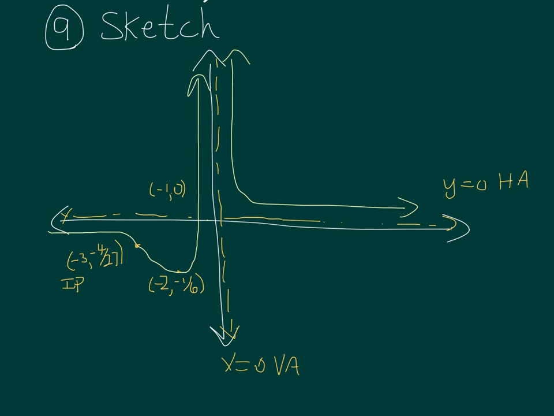So here's a sketch of the curve. Note that I've included all important information, like the vertical asymptote, the horizontal asymptote, the intercept, the local minimum, and the inflection point. And you should check that indeed I've made sure that it was increasing on the intervals of increase and decreasing on the intervals of decrease. At my inflection point, I switch from concave down to concave up, etc.